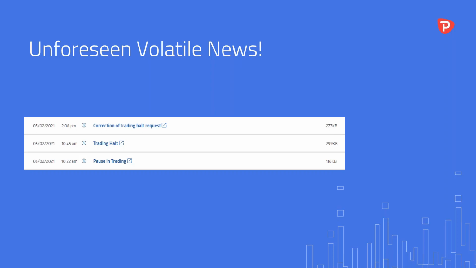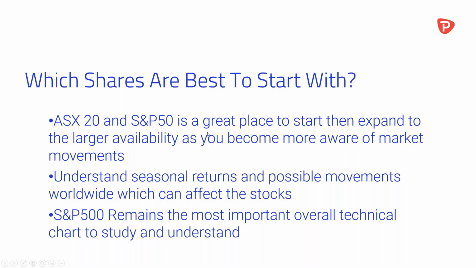Very important. Another one is unforeseen volatile news, such as trading halts, can occur. Now, if you're trading the Australian market, it's more likely these types of things will happen. You may see trading halts that could last days as well. So you need to be aware that that can happen when it comes to trading share CFDs. But it's not all scary, Ty. There's a lot of great opportunity as well.